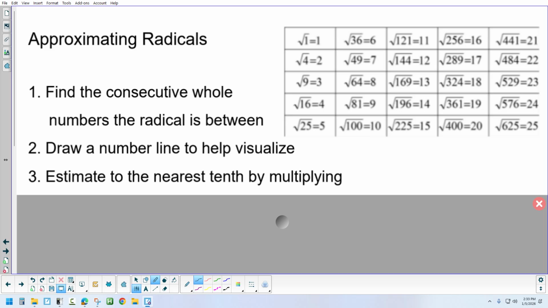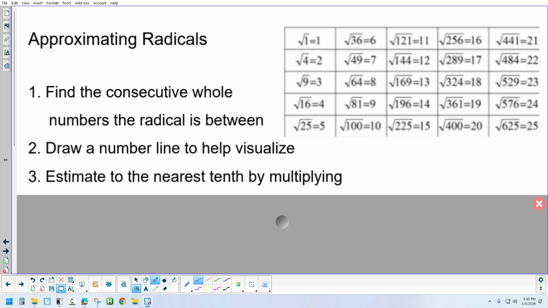So like, if I said to you square root of 20, look at this chart, and let's see if we can figure out what two whole numbers the square root of 20 is between. What times what is smaller than 20? Multiplying two numbers that are the same. Yep. 4 times 4. Okay, 4 times 4 is too small. So the square root of 20 is bigger than 4.